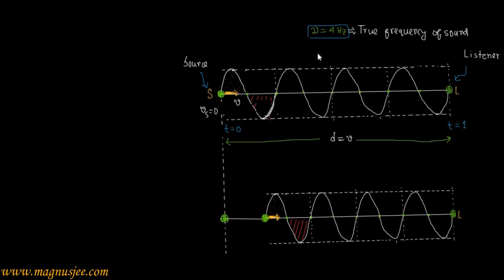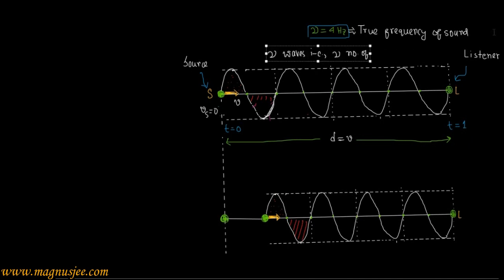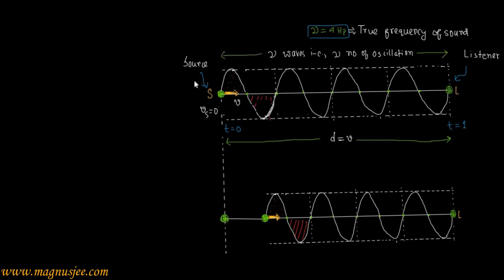And it completes 4 oscillations within the distance d equal v. That's why you can say that a new number of waves, that is, a new number of oscillations, are contained within the distance d equal v.